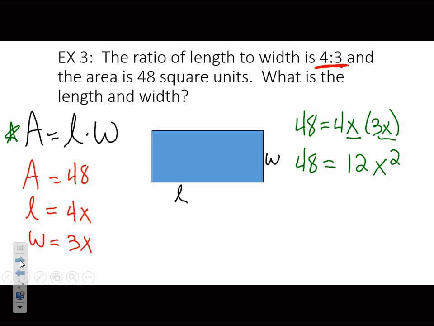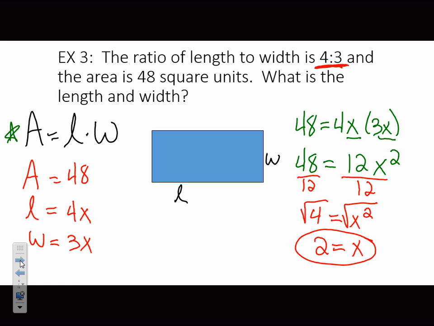Now I need to go through and solve this for x. So first thing I'm going to do is divide by 12. I'm going to get 4 equals x squared, but x isn't by itself yet. We need to take the square root. So I'm going to take the square root of both sides, and 2 equals x.